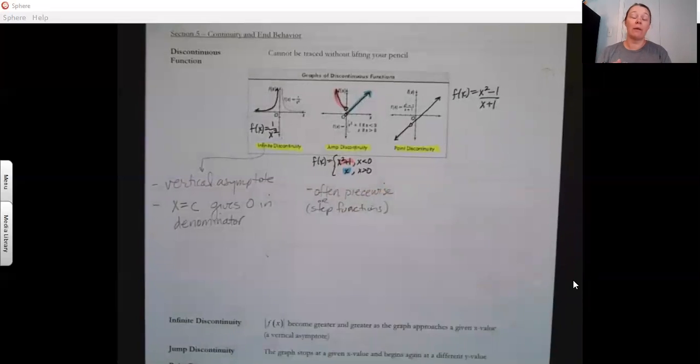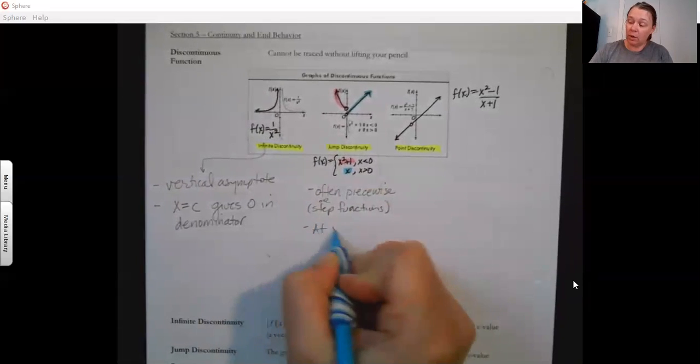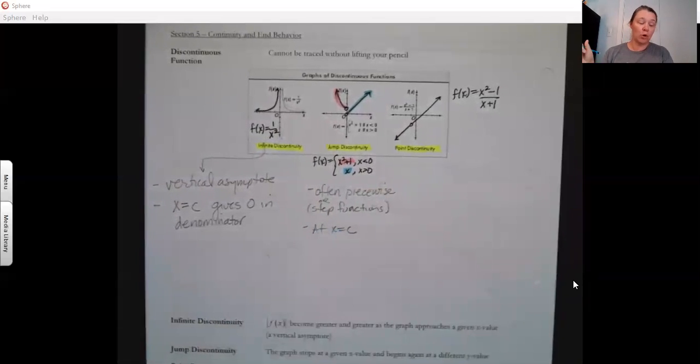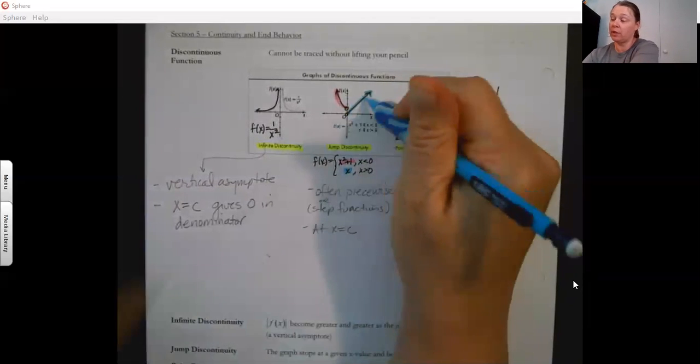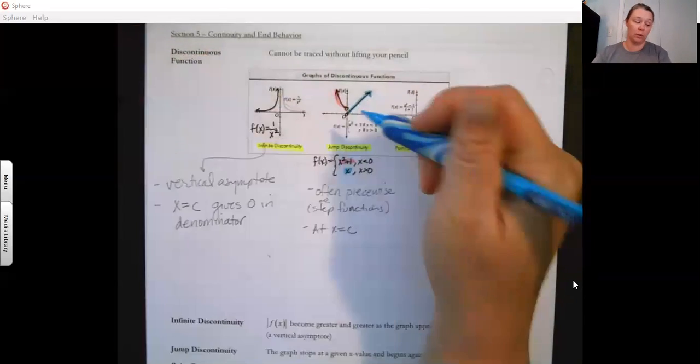Okay, but not every piecewise function is a jump discontinuity, and we'll see examples of that. Sometimes the two pieces might line up. So don't just think because you have a rule like this that it's automatically jump. It could actually be continuous. Okay, so what's happening is at x equals c, you're approaching two different y values. So as you come at that value from the left and the right, you're approaching two different y values.